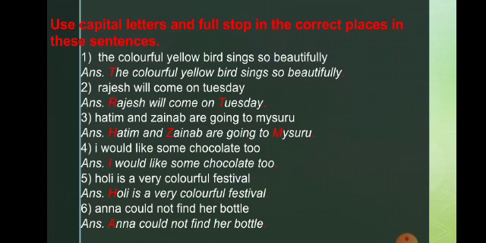Here one question is given. Let's see. Use capital letters and full stop in the correct places in these sentences. Here some sentences are given and you have to use capital letters and full stop at correct places. The first one, the colorful yellow bird sings so beautifully. Here T will be capital because it is in the beginning of the sentence, and at the end of the sentence you will put full stop.